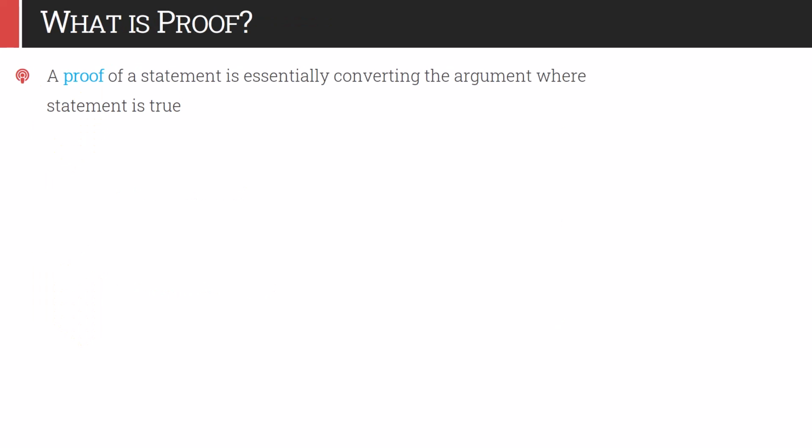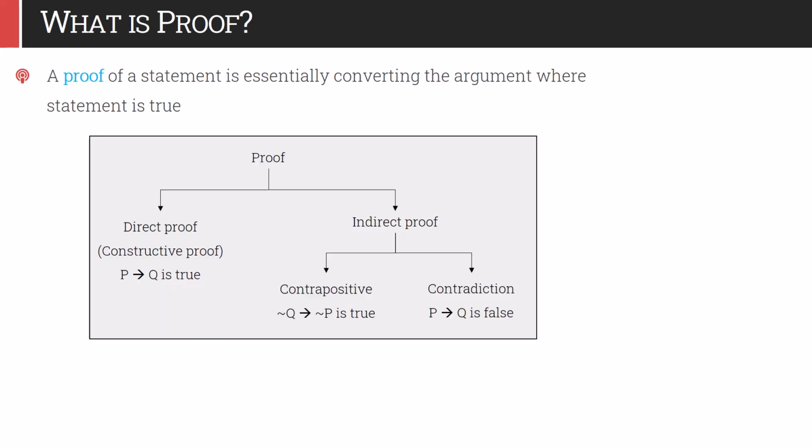Basically, a proof of a given statement is essentially a sequence of arguments showing that the statement is true. So whatever statement is given, we will give some arguments and try to show that it is true. That sequence of statements is known as a proof. Proofs are basically of two types, direct proof and indirect proof. Constructive proof is a type of direct proof, whereas contrapositive and contradiction are the types of indirect proof.